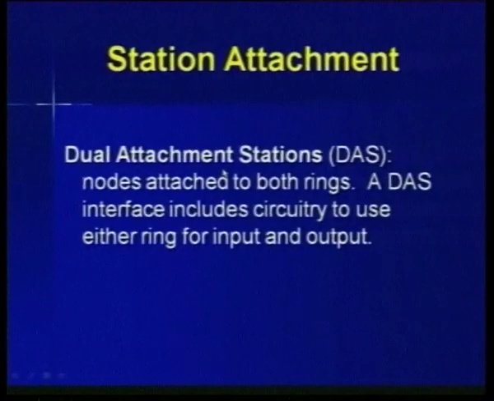Okay. So, let us look at how these stations actually get attached. Here again we have what are called dual attachment stations. This is a mechanism by which nodes are attached to both rings. A DAS interface, a dual attachment station interface, includes circuitry to use either ring for input and output. So, you have circuitry which will allow you to do that.